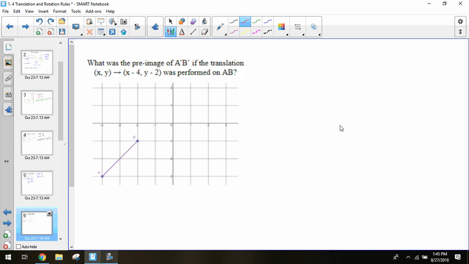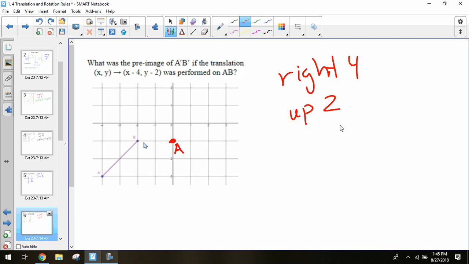So we're thinking, what happened? We're working backwards. So instead of going left, we're going to go to the right 4. And then instead of going down, we're going to go up 2. So to be able to figure out what the pre-image is, I'm going to take my A prime, go to the right by 4, and go up 2. I know that's going to be where I started.